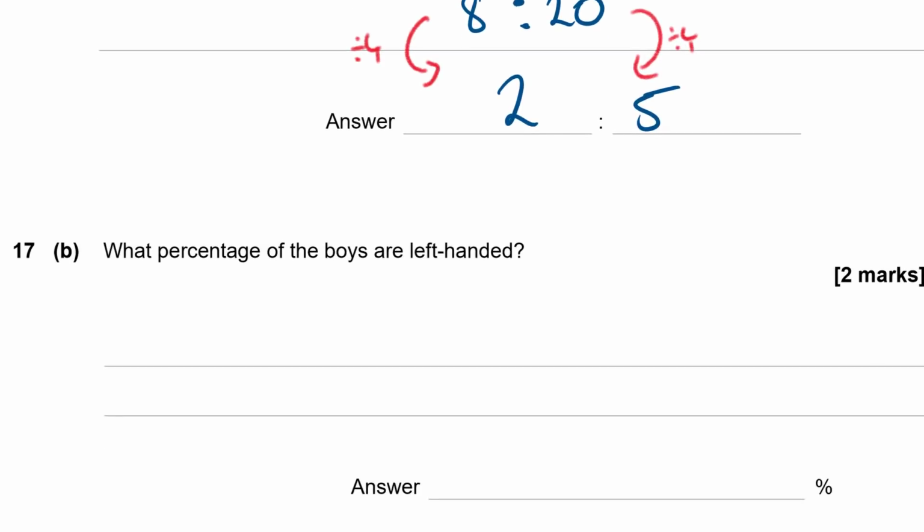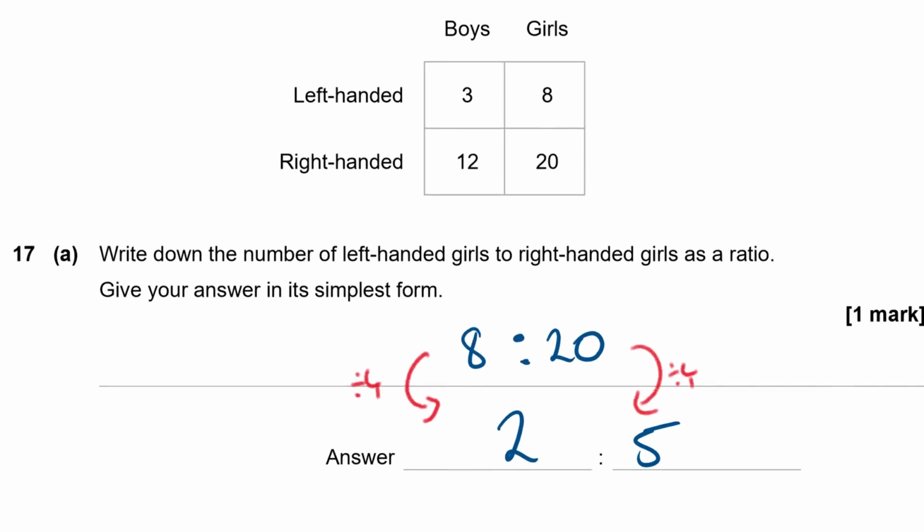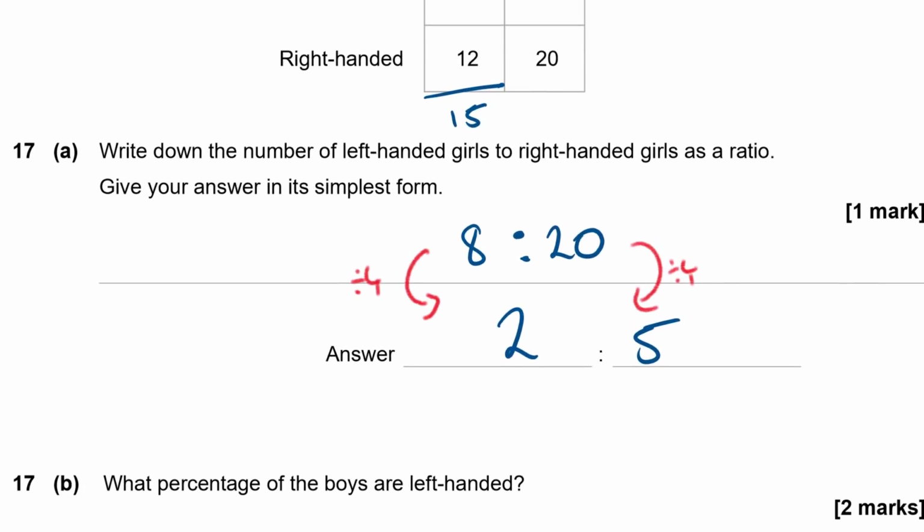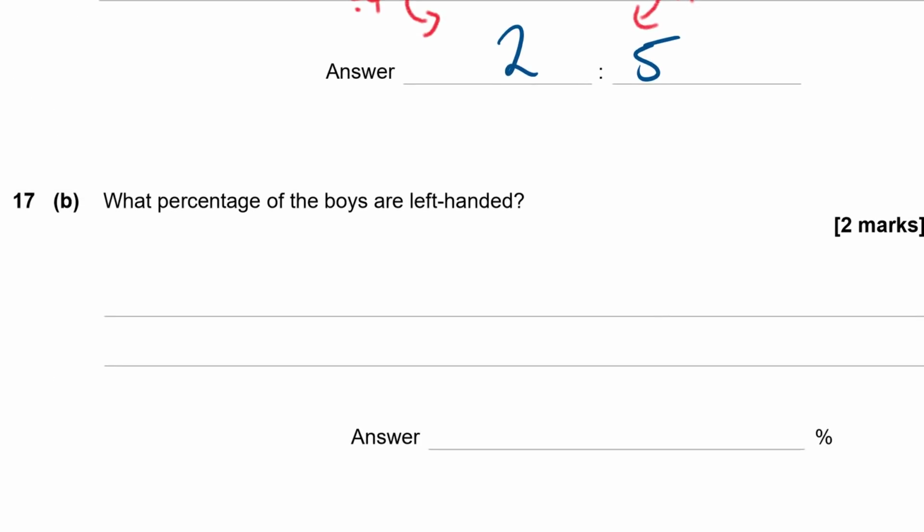Part B said, what percentage of the boys are left-handed? Well, altogether, we've got 3 plus 12, we've got 15 boys, and 3 of them are left-handed. So as a fraction, it's going to be 3/15, isn't it? So 3/15 of the boys are left-handed.